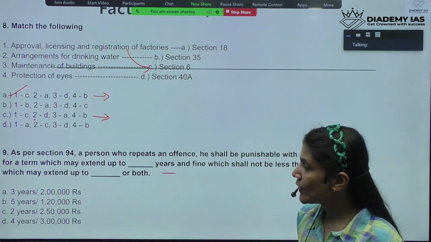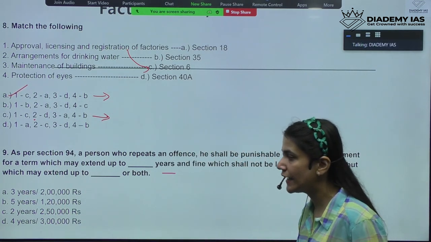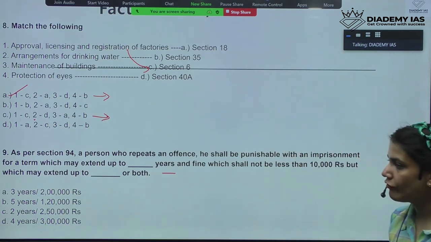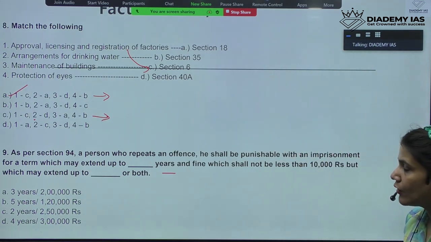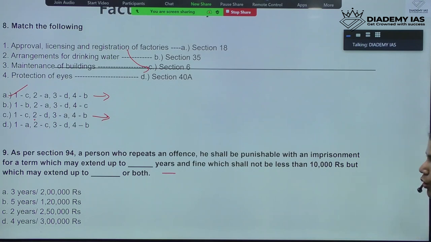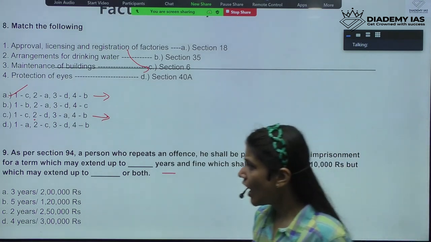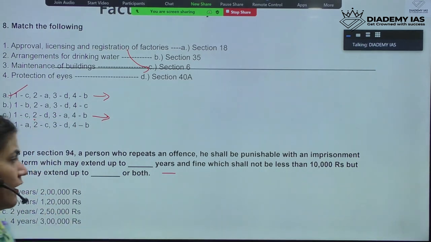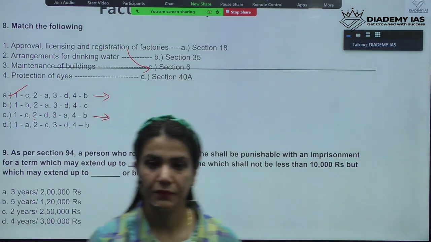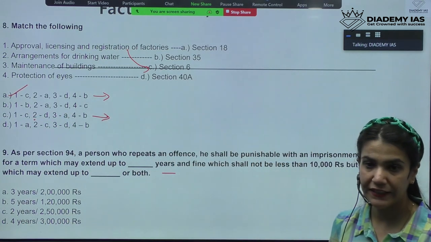Okay. Then question number 9, students. As per section 94, a person who repeats an offense shall be punished with imprisonment for a term which may extend up to dash years and a fine which shall not be less than rupees 10,000 but may extend up to dash, or both. So here the clearest answer that we have is, if you remember, we did it also in our class, where we were talking about section 94, right?